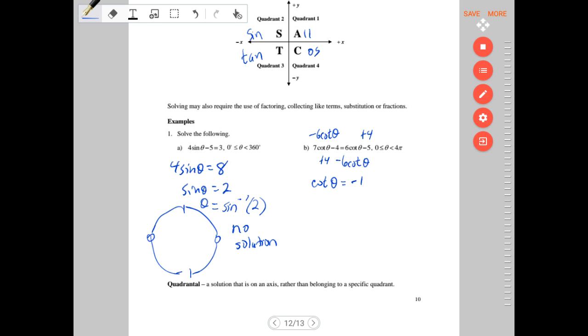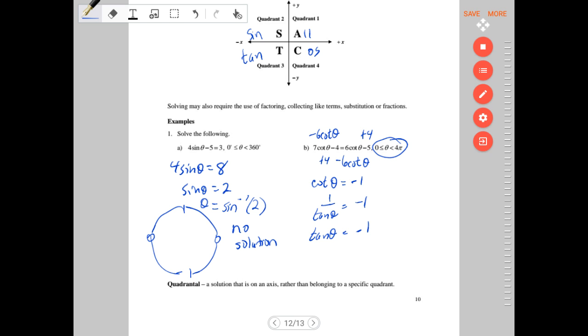Now, remember that cotangent theta can't be done on your calculator, so you're going to have to change that into tan theta. So that becomes 1 over tan theta equals negative 1. So to get tan by itself, we're going to take the reciprocal of both sides. So that becomes tan theta, but the reciprocal of negative 1 is still negative 1. Okay, note that our answers are between 0 and 4 pi. 0 can be included, but 4 pi cannot.